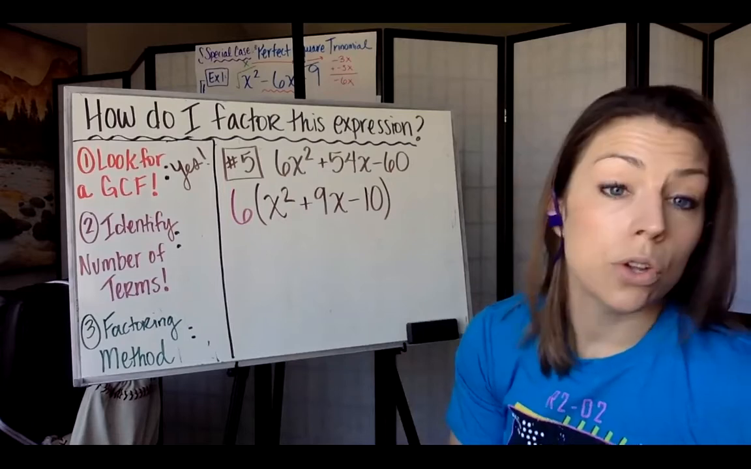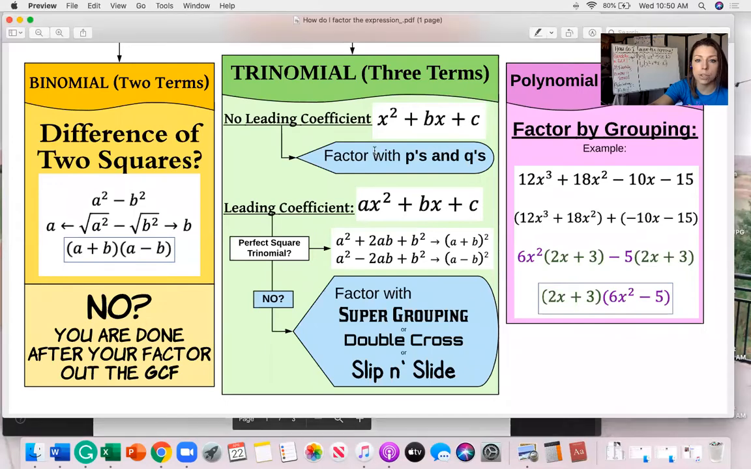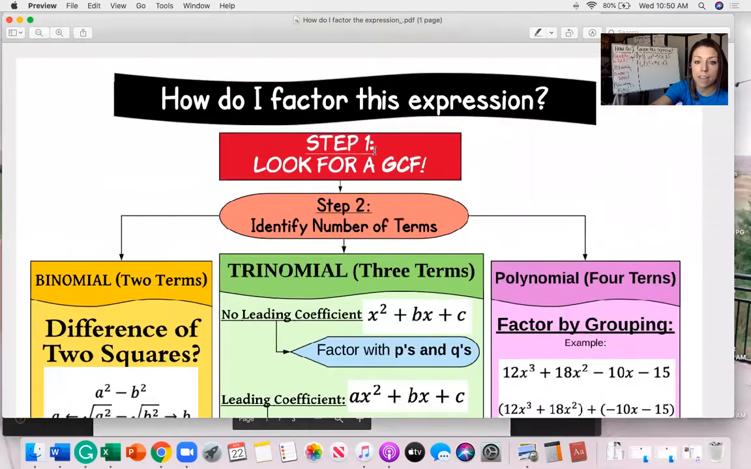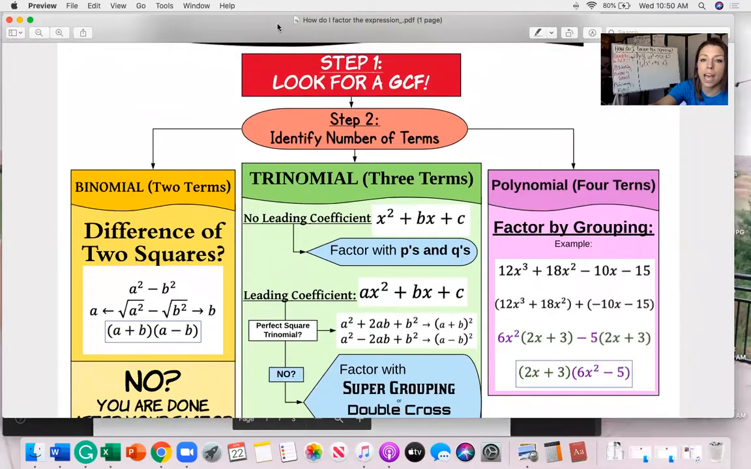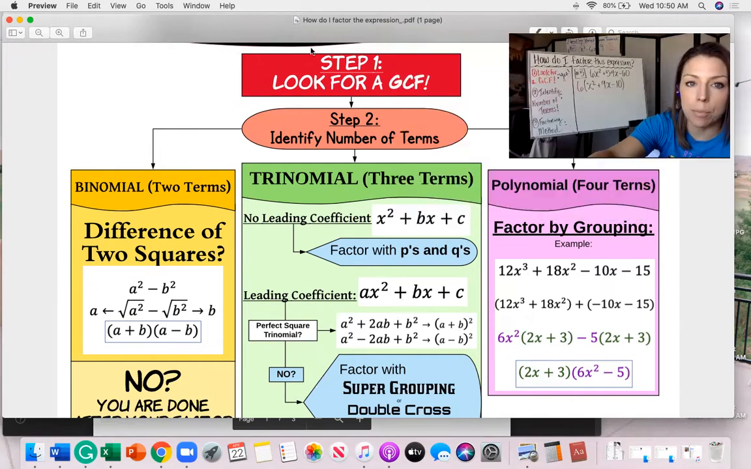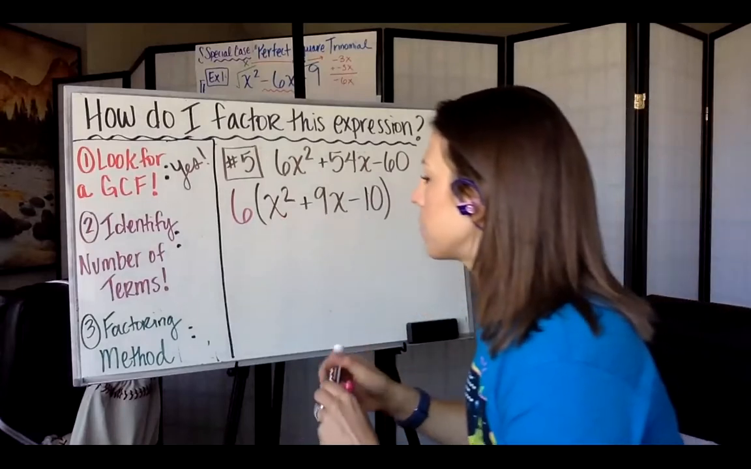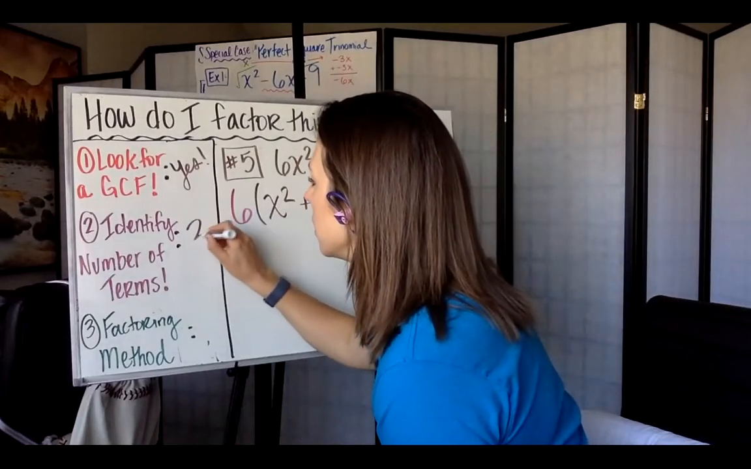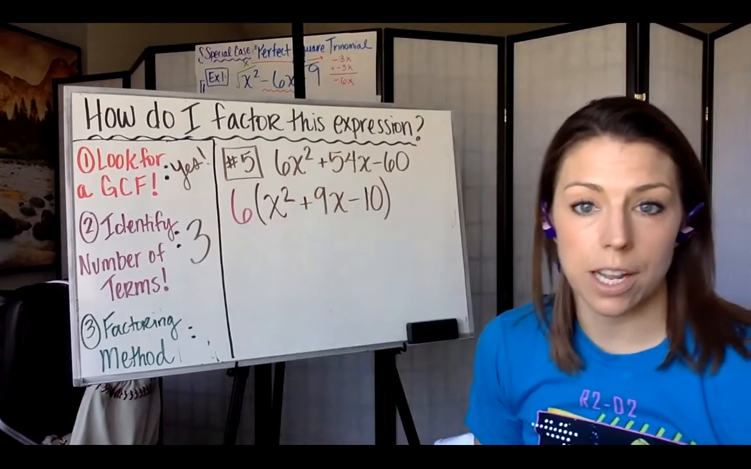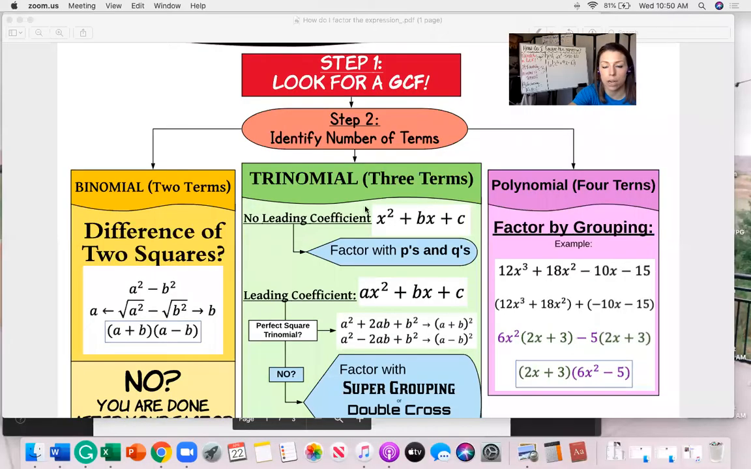Are we done? No. If you look at your flow chart, step 2 is identify the number of terms. So in this case, because we have factored out a GCF, our next step is look inside the parentheses to find the number of terms. So if I look inside here, 1, 2, 3, I have 3 terms still in my expression, in my parentheses. So we go back to our flow chart. That is 3 terms, means that this is a trinomial.